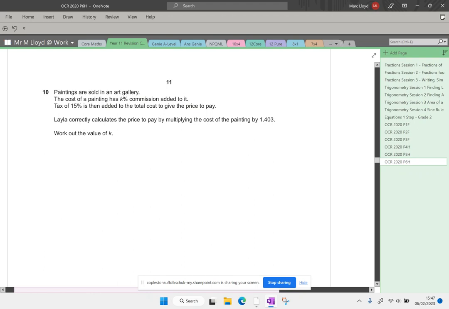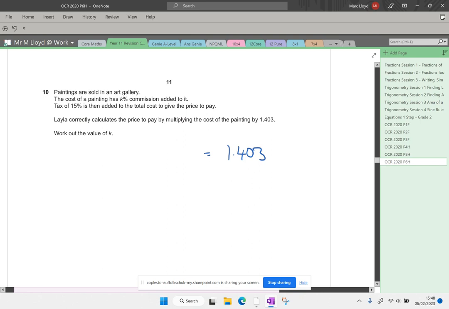Hello. Okay, question 10. So paintings are sold in an art gallery. The cost of a painting has K% commission added to it. Tax of 15% is then added to the total cost. Layla correctly calculates the price to pay by multiplying the cost by 1.403.